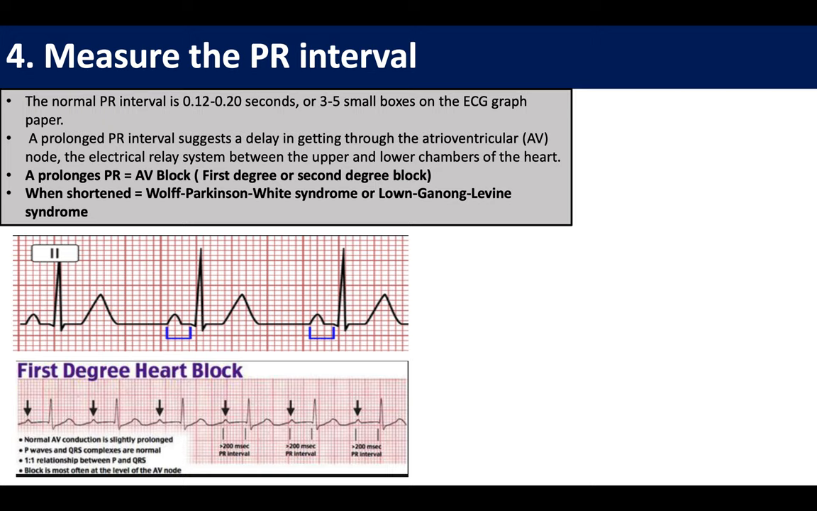If the PR interval is shorter than 0.12, then it can also suggest Wolff-Parkinson-White syndrome or Lown-Ganong-Levine syndrome.